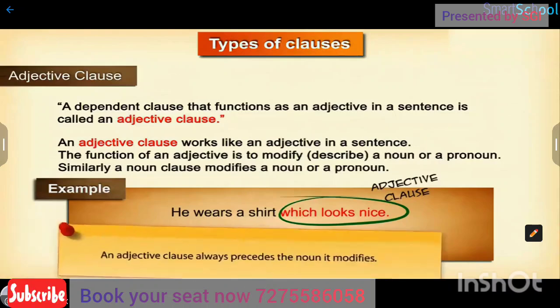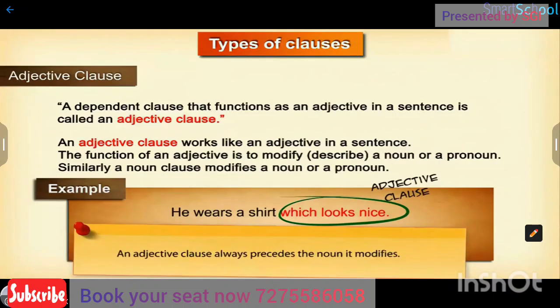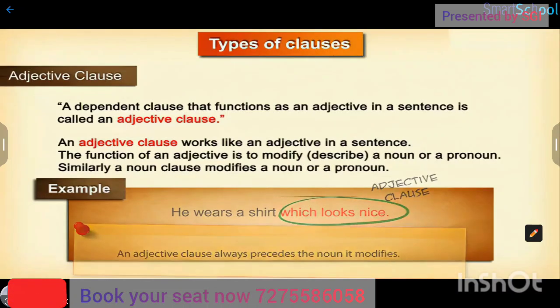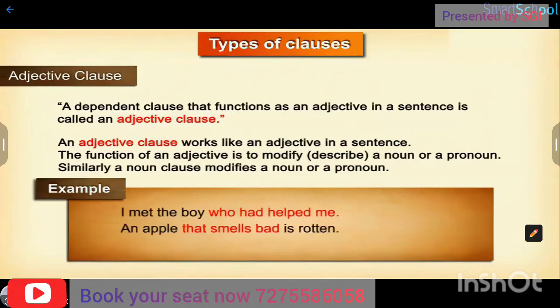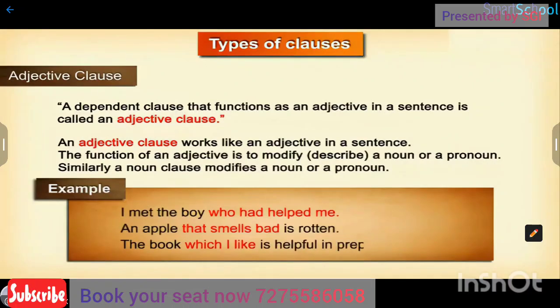It is important to note that an adjective clause always follows the noun it modifies. For example, I met the boy who helped me. An apple that smells bad is rotten. The book which I like is helpful in preparation for the test.